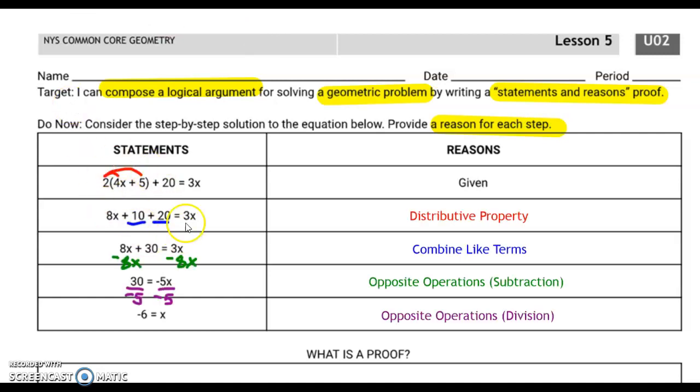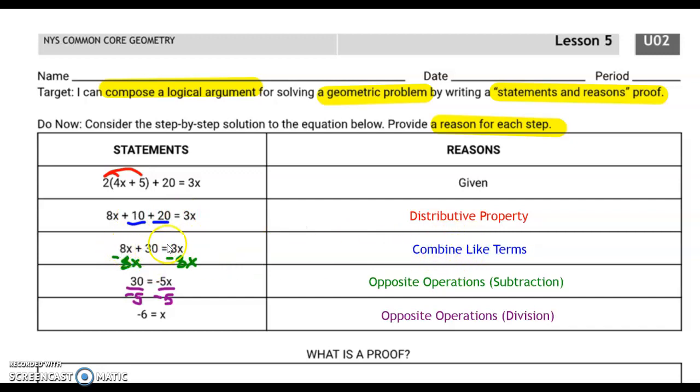All right, I made some marks on the equation here to show sort of what I did. From here, I multiplied 2 times 4x and 2 times 5. I used the distributive property, and that's why I wrote down in the reasons distributive property. From here to here, I used distributive property. Then 10 plus 20 gives us 30. That's combining like terms. That's why I wrote that here.